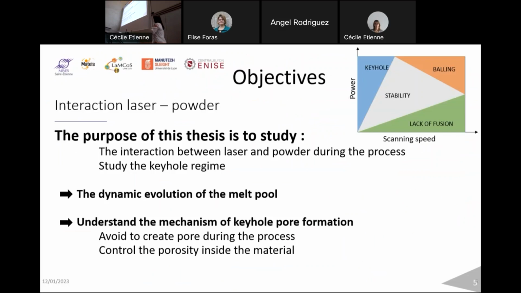So here we come back to the process window. I work in the keyhole regime, especially in this red area, on the transition between the stability regime and the keyhole regime, because pore formation appears when you are really in the hard keyhole mode. So you can be in the keyhole mode without creating pores, and this is the purpose of the thesis.